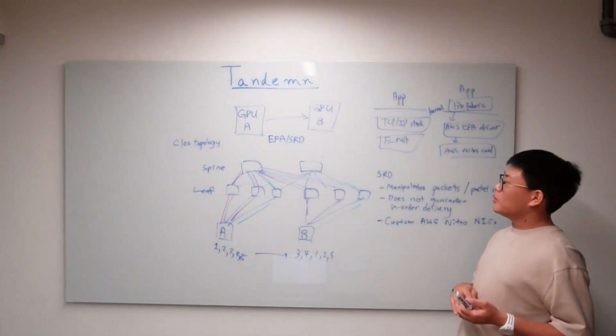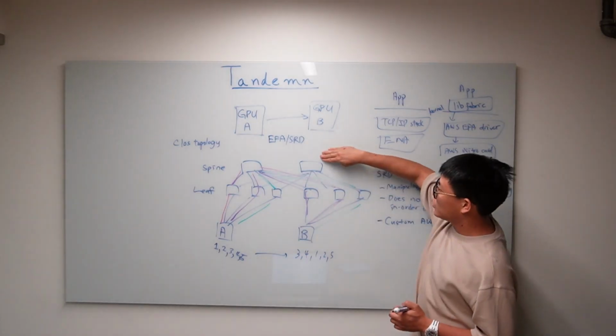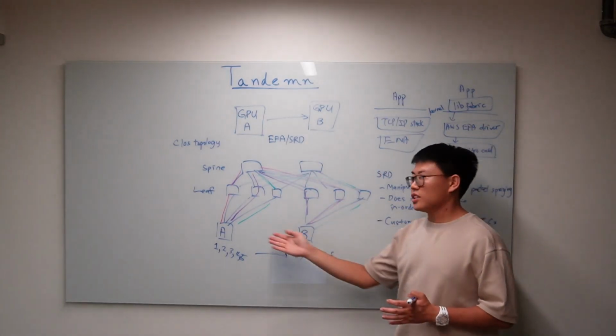So this is how AWS uses EFA and SRD to achieve high bandwidth and low latency communication between two nodes.